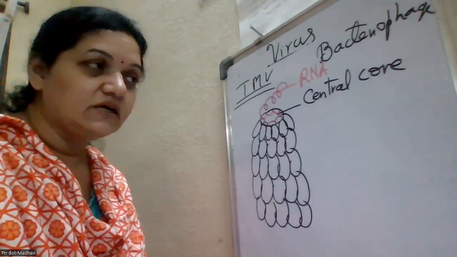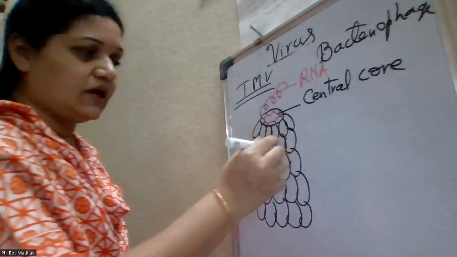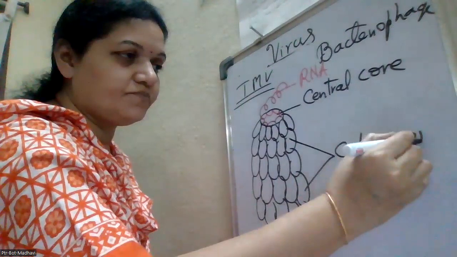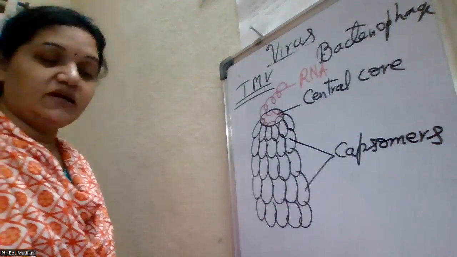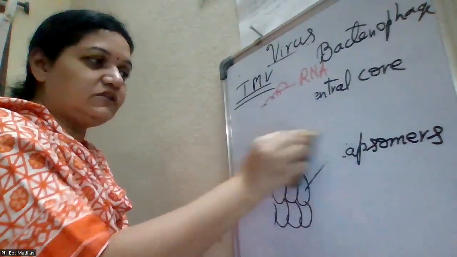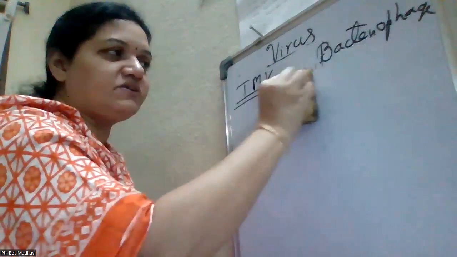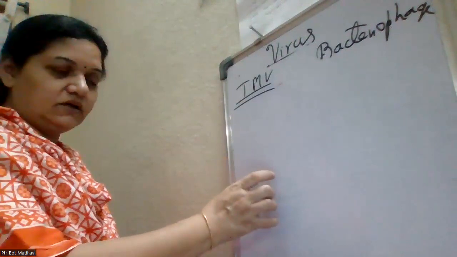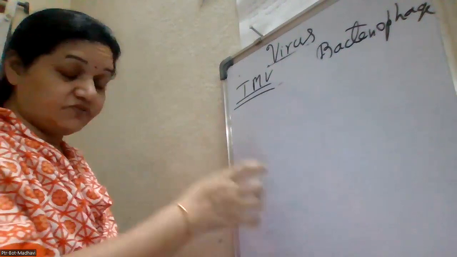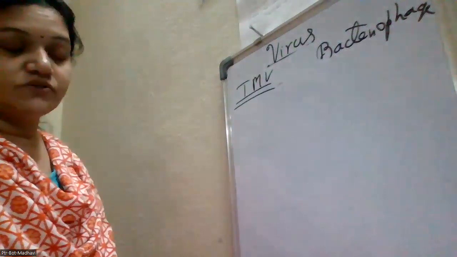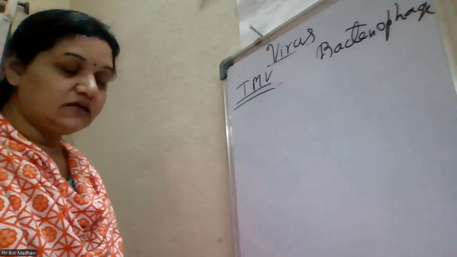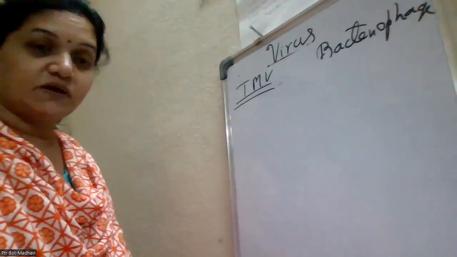These are the capsid and the capsomeres. This is what we have to learn from the TMV, and it causes infection in the tobacco plant. The length is 15 to 17 nanometers, and the width is 6 to 8 nanometers in diameter. And the central core has a diameter of 0.4 nanometers in the tobacco mosaic virus.